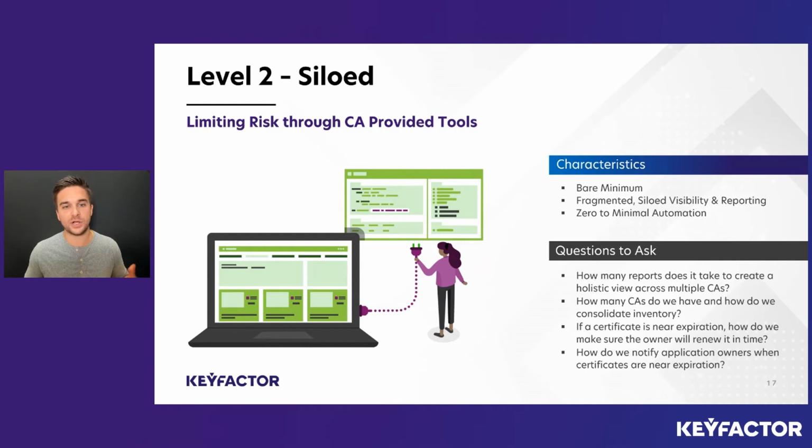And how do we notify application owners if certificates are near expiration? That means making sure you're also talking to people outside your organization who may be using or interacting with an application that has a cert on it, that they may not even know about, and being able to update them. If you can't do that today, you may be at level two.